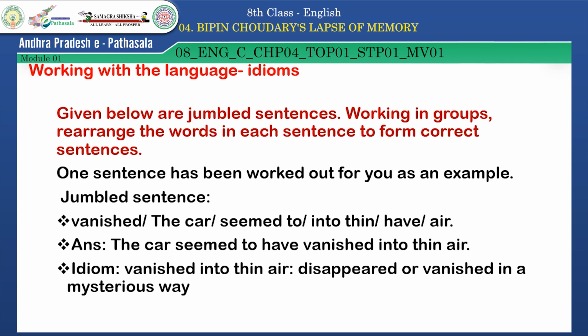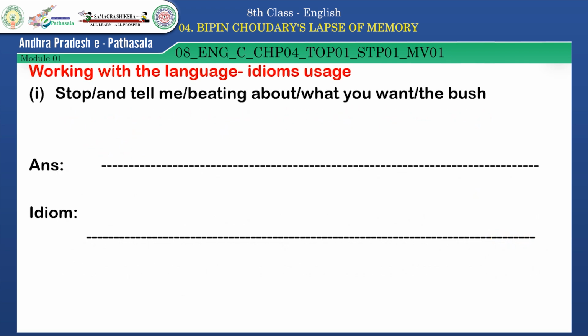What is the idiom in this one? Vanished into thin air. It means disappeared or vanished in a mysterious way. That is the meaning of that. Now we have to arrange this sentence in the right order, and then we have to find out the idiom, and then we need to write the meaning.